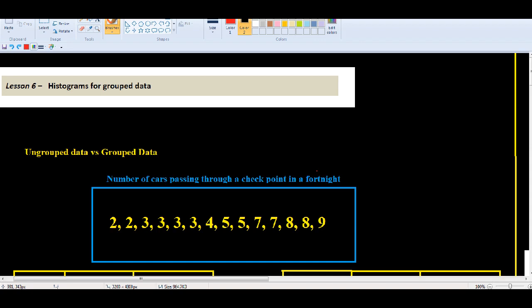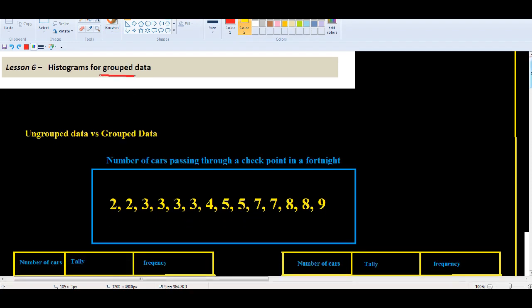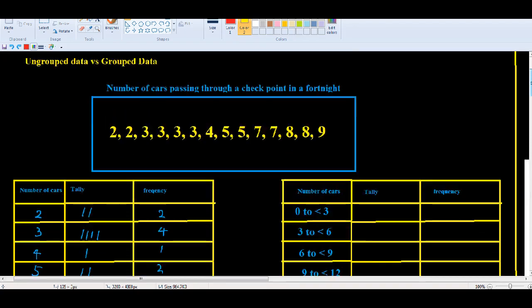So today we are going to do more about histograms, but this time we are going to do histograms with grouped data. So what do we mean by grouped data? We need to compare with ungrouped data, right? Let's see what we mean by ungrouped data and grouped data.